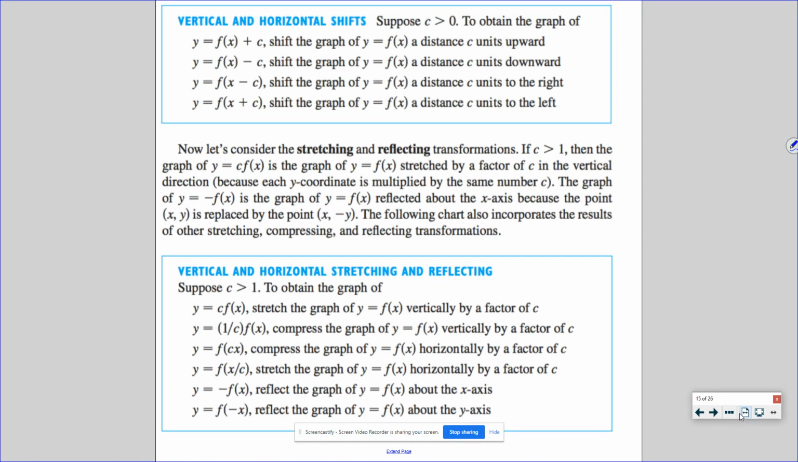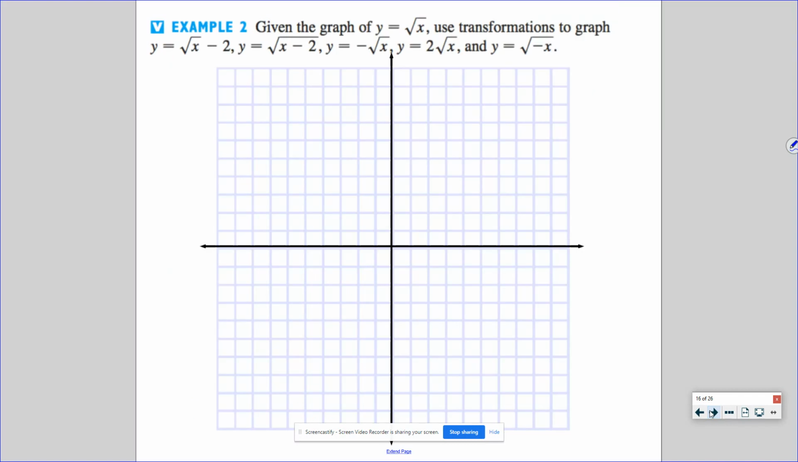So when we learned all this stuff last year, we did also study transformations, like moving graphs left, right, up, down, stretch, compress, all that. We're going to do a quick review of those things in this example. So we're going to start with a parent function of square root of x. So we need to remember what that looks like.